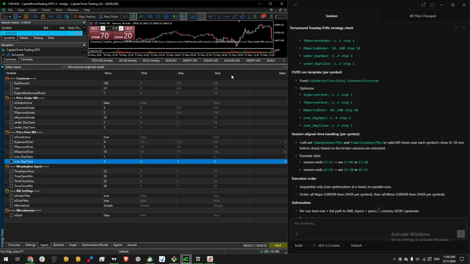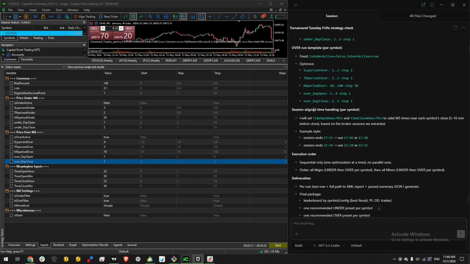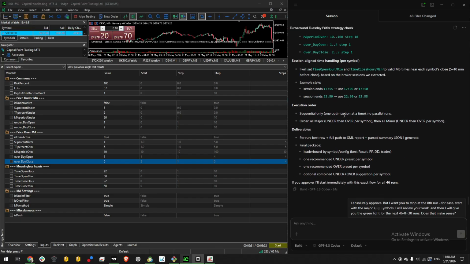The start, the step, the stop, it has it all from the screenshots. Session aligned time handling, it knows which symbol session starts and ends where and when, actually. Execution order, sequential only, because yeah, if you hook up a couple of terminals, I guess you can do a couple of optimizations at a time, but currently I'm not running that strong of a PC.